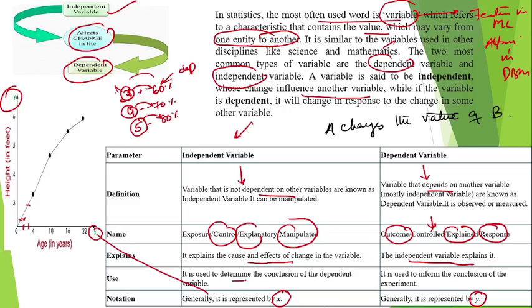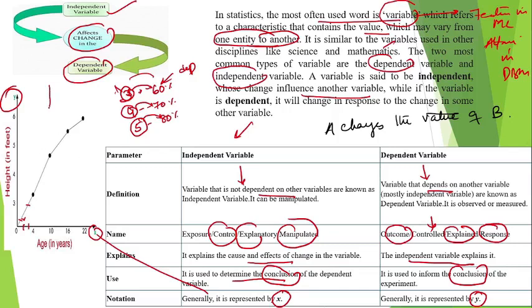It is used for conclusion, whereas the dependent variable is used for information, explaining all those things. Experimental proof and everything should be there. So the example given here is age on the x-axis and height in feet on the y-axis. If the age increases, the height also increases.